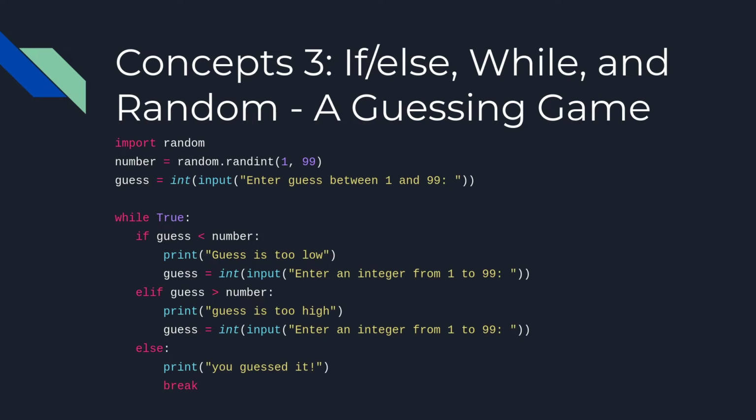Here we see a guessing game. We use the random library. A library is just a collection of functions that you can use in your code to generate a random integer between 1 and 99. A while loop will execute the code indented below as long as the condition after it is equal to true. In this case, the code below will continuously execute because true is always equal to true. You can also use a variable set to true, and when you want the loop to stop, e.g. after a certain number of loops, you could set the variable to false.